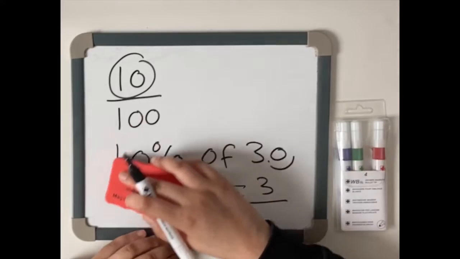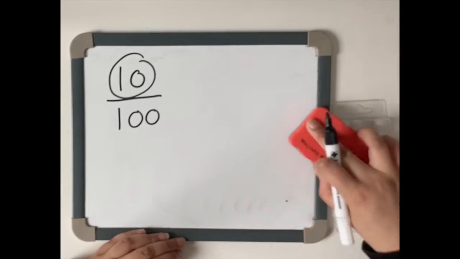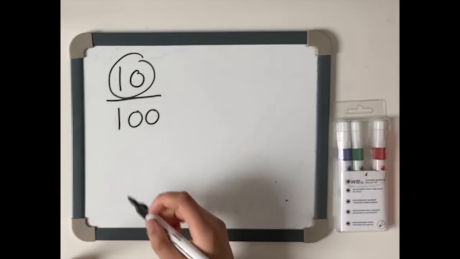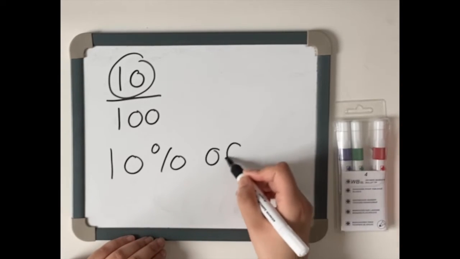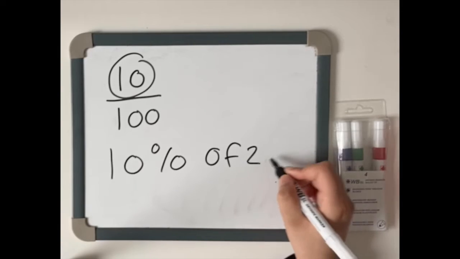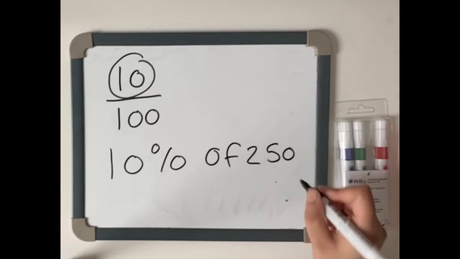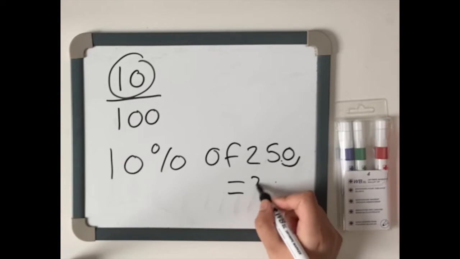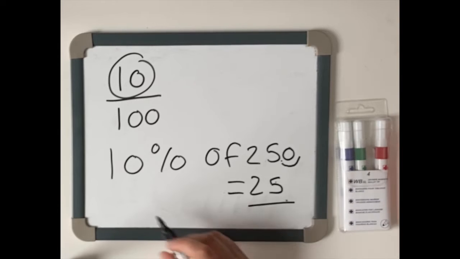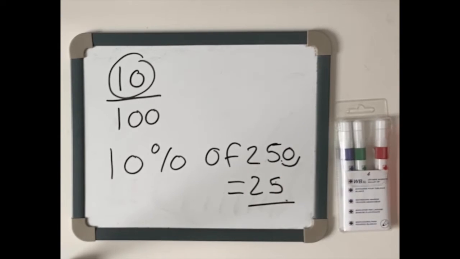Now let's move on to the next one. Let's do a few examples. If I did 10% of 250, once again the same rule applies. We are moving the decimal point one place to the left, so the answer is 25. 10% of 250 equals 25.